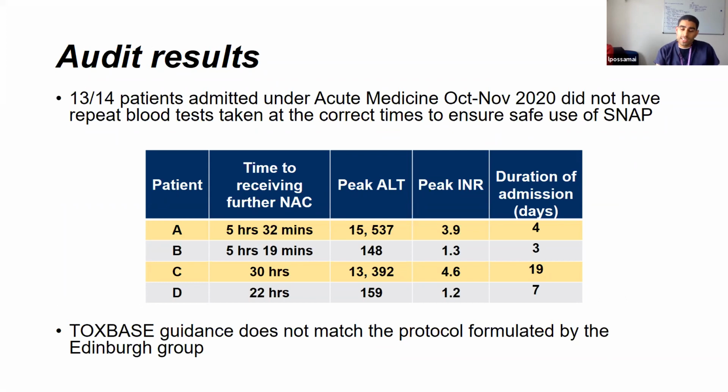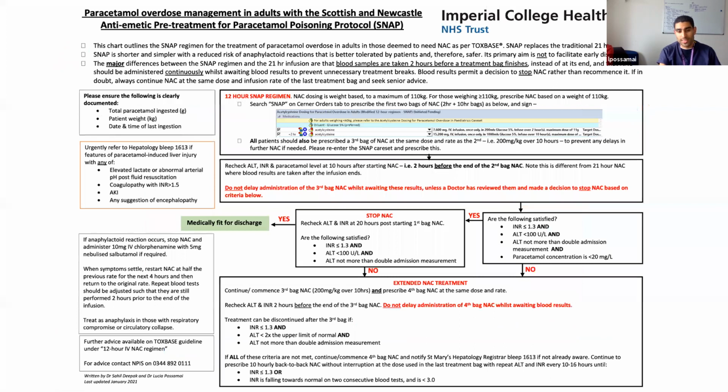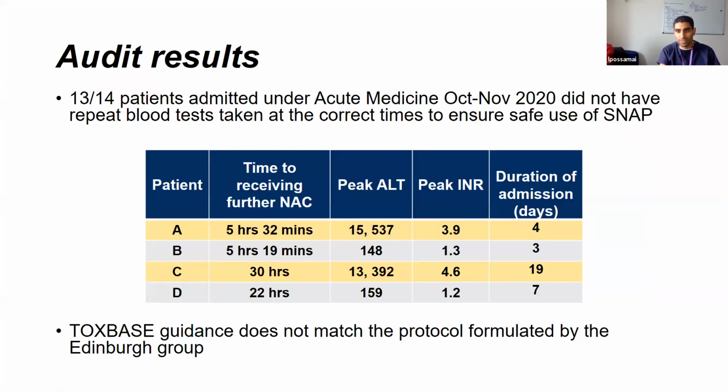And we found that actually 13 of the 14 patients who were on the regime didn't have blood tests taken at the appropriate times or actioned to ensure that we were safely using this new regime. We also found that all 4 of the high-risk patients, as you can see in this table, who needed ongoing NAC after the 12-hour infusion had avoidable treatment delays in it being given, so between 5 and 30 hours' delay. And the last thing that came to attention was that actually the current tox-base guidance does not match the protocol formulated by the Edinburgh group, so set up for a risk of misimplementation throughout.